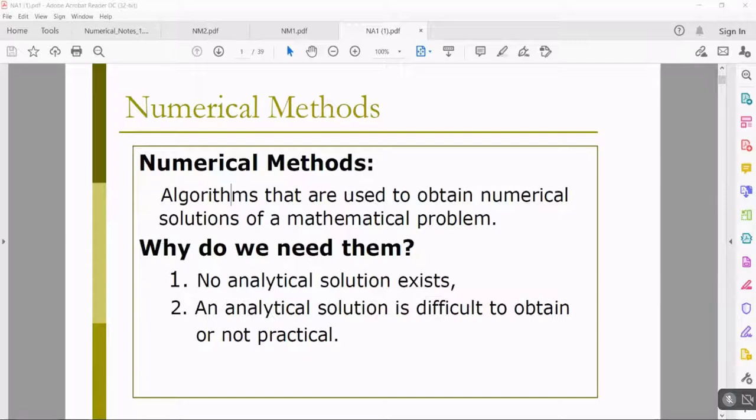minus alpha, their absolute difference is less than like 10 raised to power minus 100. So it means this approximate solution x is very close to your exact root alpha. So how we get this solution, we will learn in this numerical method course.